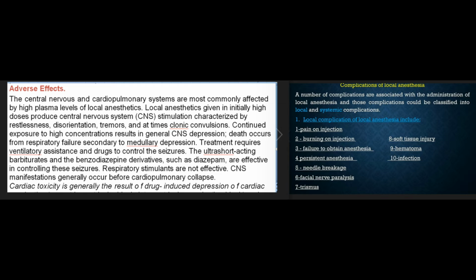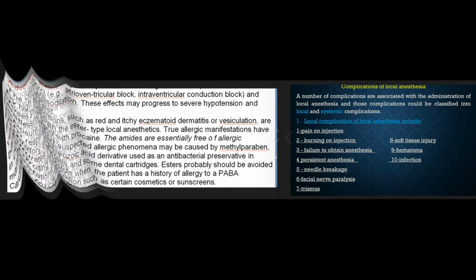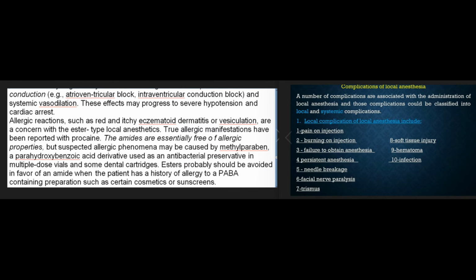The ultra-short-acting barbiturates and the benzodiazepine derivatives, such as diazepam, are effective in controlling these seizures. Respiratory stimulants are not effective. CNS manifestations generally occur before cardiopulmonary collapse. Cardiac toxicity is generally the result of drug-induced depression of cardiac conduction, for example atrioventricular block, intraventricular conduction block, and systemic vasodilation. These effects may progress to severe hypotension and cardiac arrest.